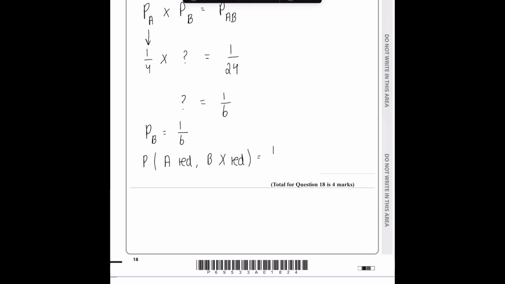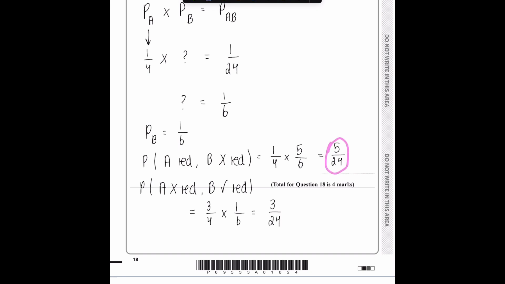And that is 1 over 4 times by 5 over 6, which is equal to 5 over 24. But then we also need to consider the probability of A not spinning on red, but then B spinning on red. And that is equal to 3 over 4 times by 1 over 6, which is equal to 3 over 24. Now all we need to do here is add these two fractions together, which gets us 8 over 24, in other words 1 over 3.